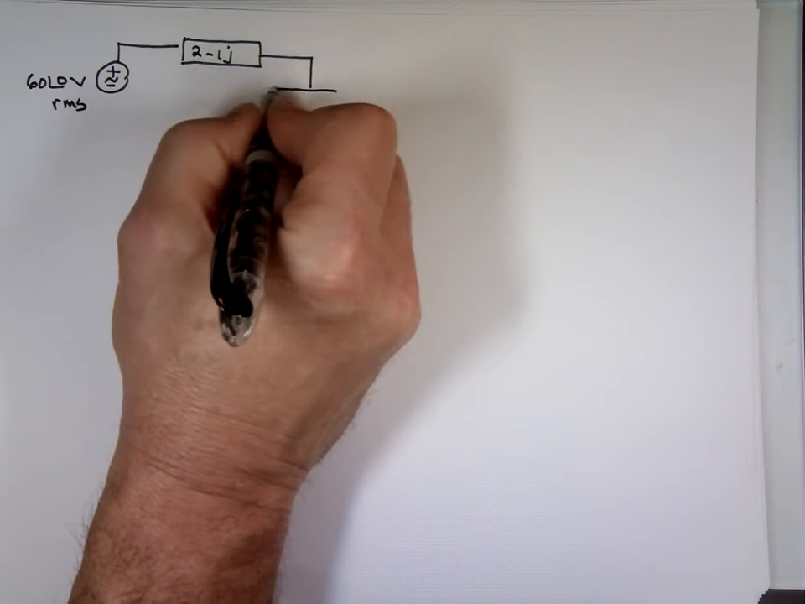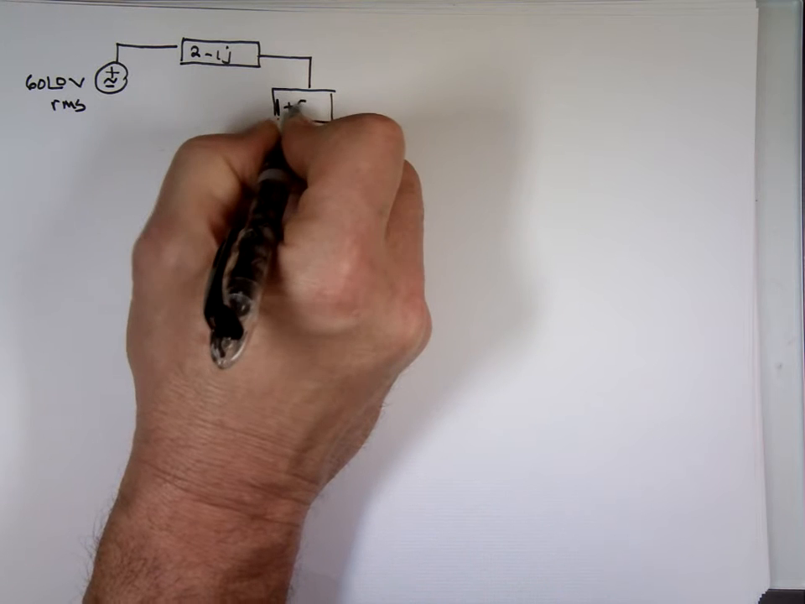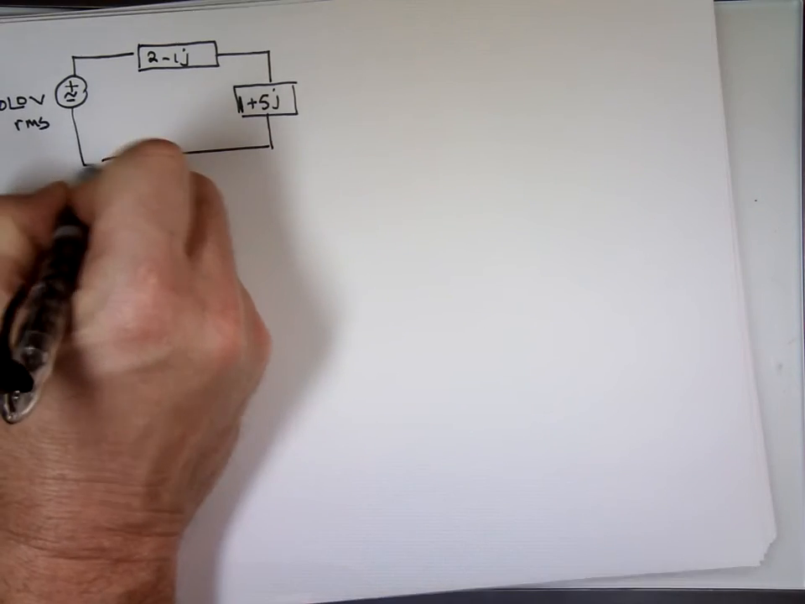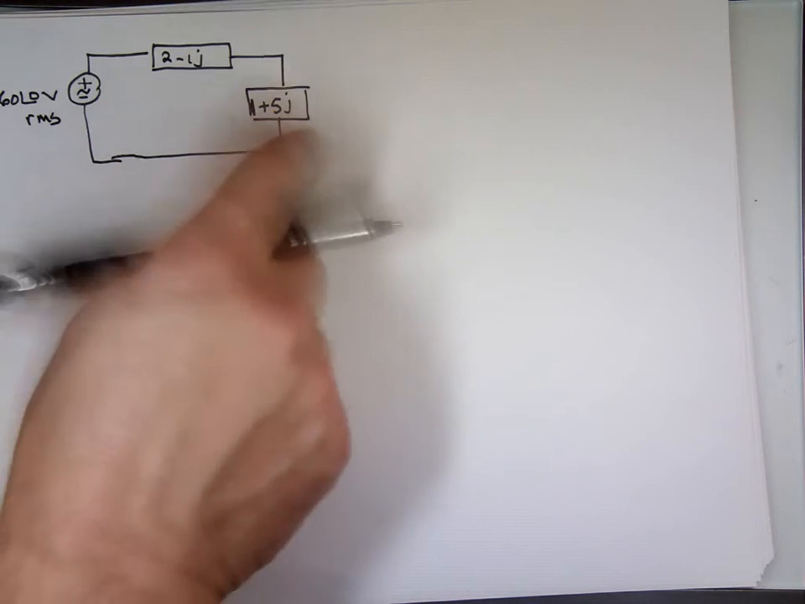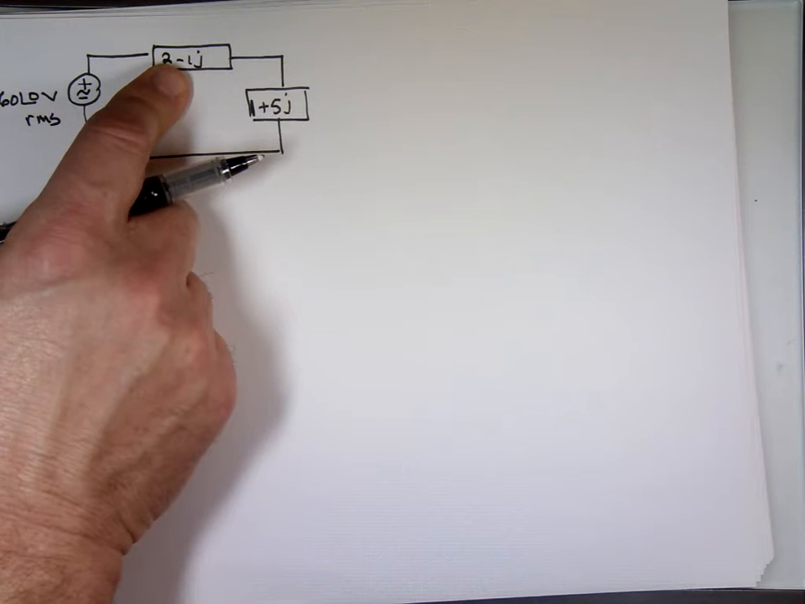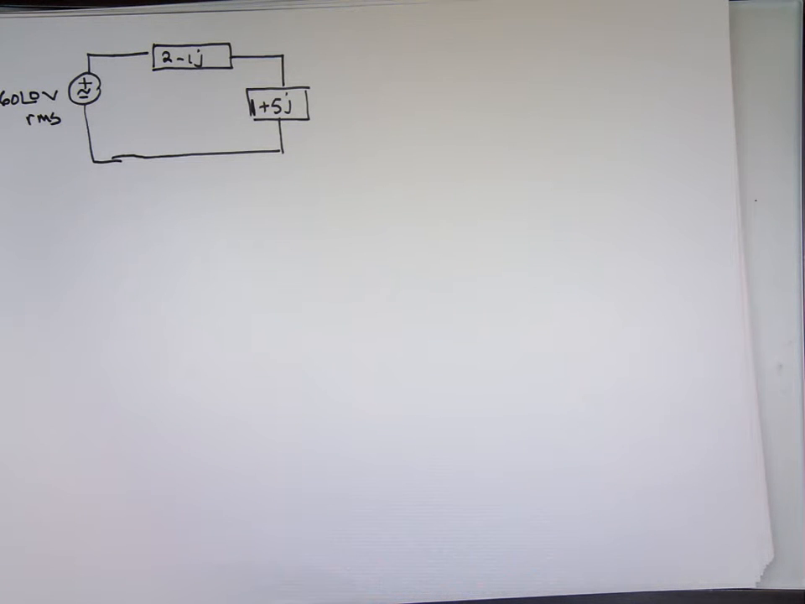Now let's look at the load. 1 plus 5J, inductor. Let's calculate the average power delivered to each of the loads. So we're going to calculate the average power to this, the average power to that one, and the apparent power supplied by the source. We need to calculate all of them.